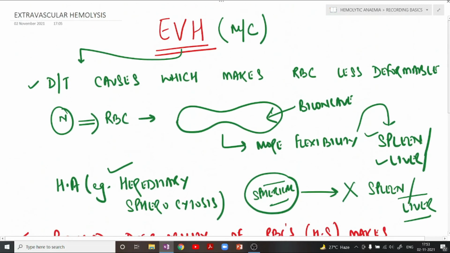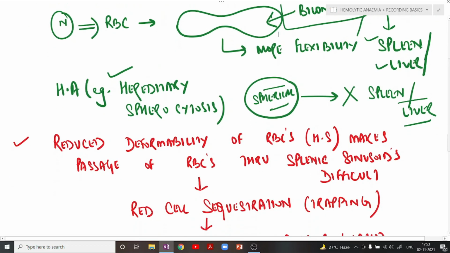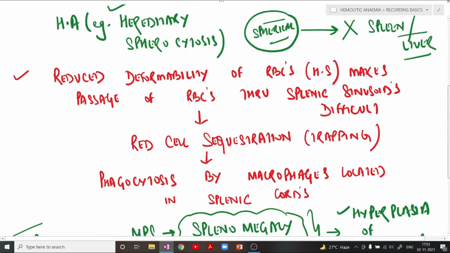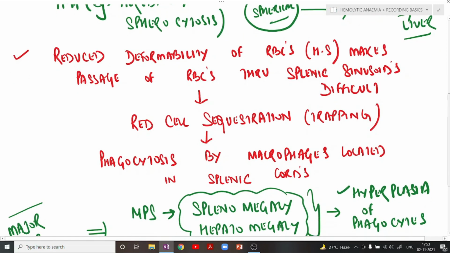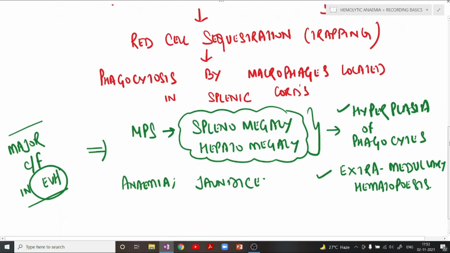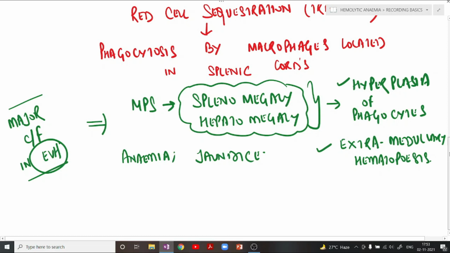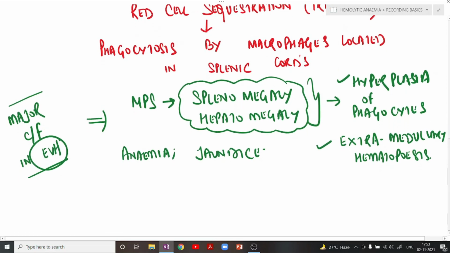So just to revise, extravascular hemolysis is the more common variety of hemolysis between EVH and IVH, and it occurs because of causes which make the RBC less deformable or make the RBC lose its normal biconcave shape. Such deformed RBCs, when they enter the splenic sinusoid, are going to get trapped, and because they stay longer, there is an increased risk of phagocytosis. Ultimately, if the extravascular hemolysis is persistent, it is going to lead to hepatosplenomegaly. Why? Because of hyperplasia of phagocytes as well as extramedullary hematopoiesis. Okay, so I hope these points are clear to you.